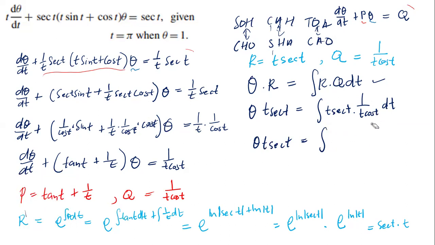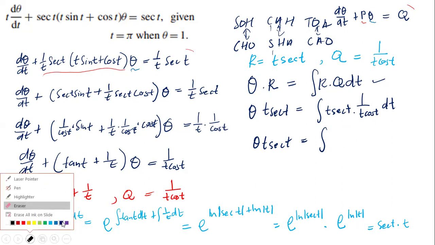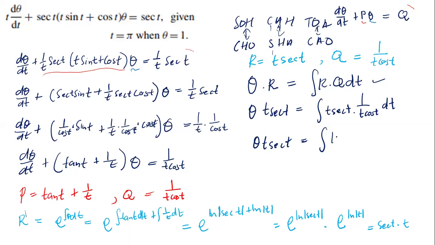Or you can change, look, it does not matter, okay? It really does not matter. It's either you change your sec, or you change your cos. Whether you change this to sec or to cos, it does not matter at all, as long as you do the right thing over there. So let's change this cos to sec. We know that 1 over cos t is the same as sec t.